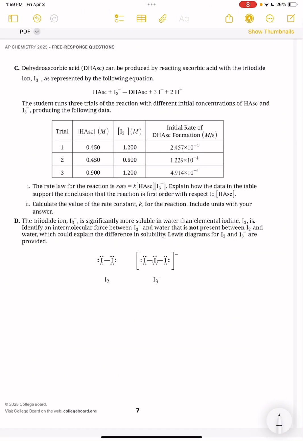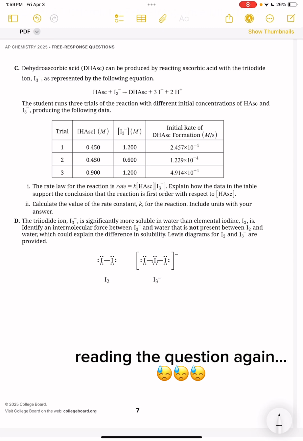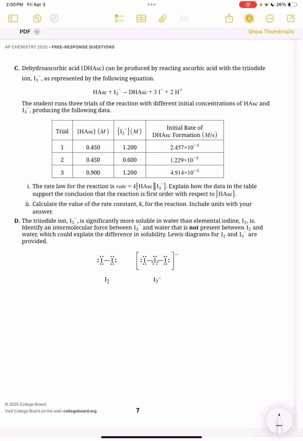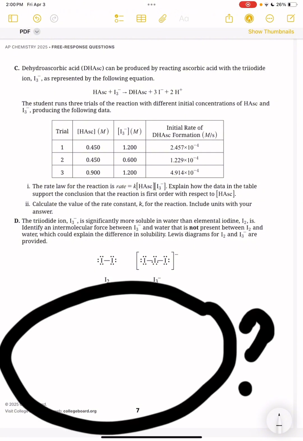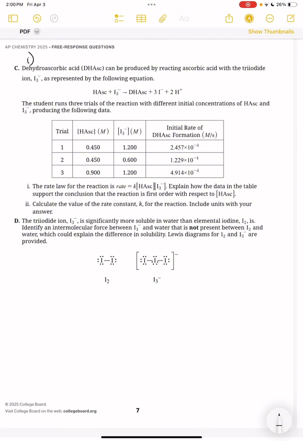So the rate law for the reaction. Okay, we can look at trials 1 and 3. Wait, I need space. There's no room to write. No. I'll write it on the top. Trials 1 and 3. Concentration of iodide is constant. Concentration of sorbic acid times 2 makes the rate times 2.